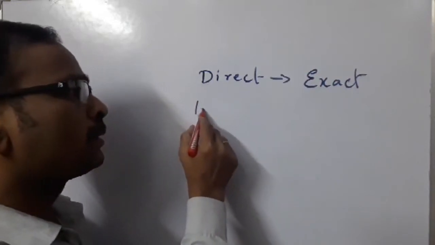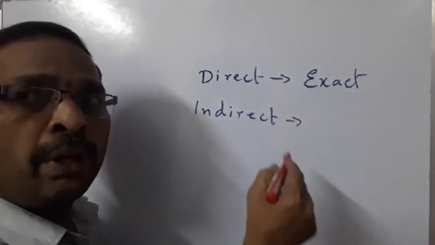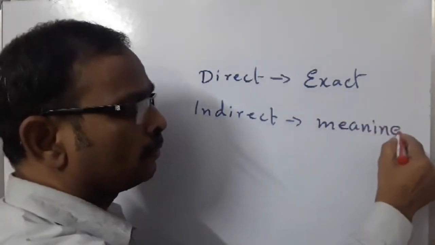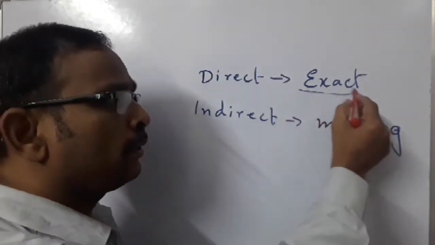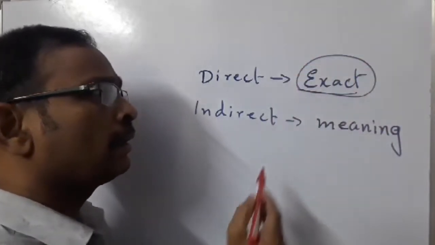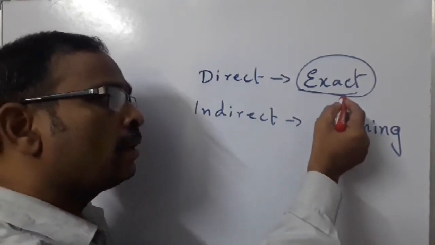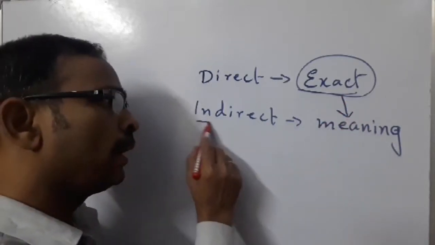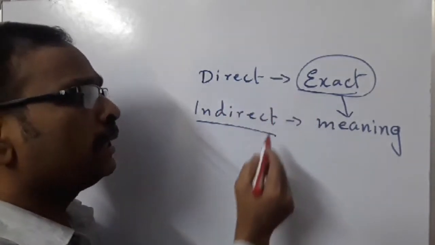Indirect speech means the meaning of the speaker's words. So what he spoke, we convey as it is in direct speech. But the meaning of these words we convey through indirect speech. See, direct speech is the exact words.